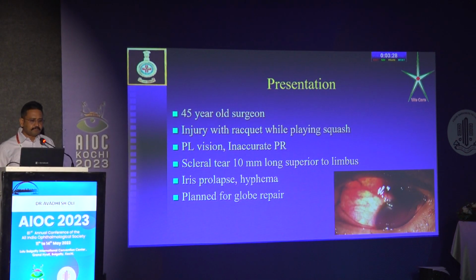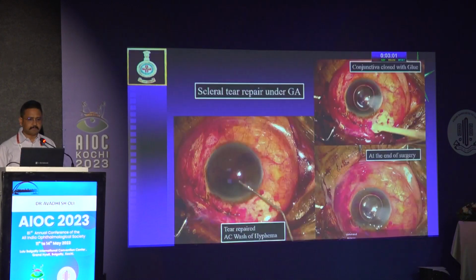This patient was a 45-year-old neurosurgeon who was my colleague, and he was injured with a racket while playing squash with the anesthetist who was working with him throughout the day. His vision at presentation was PL with inaccurate PR. When I opened the lids, there was a scleral tear roughly 10 millimeters long, superior to the limbus. There was iris prolapse and hyphema. Immediately, with the help of the same anesthetist, I planned him for globe repair.